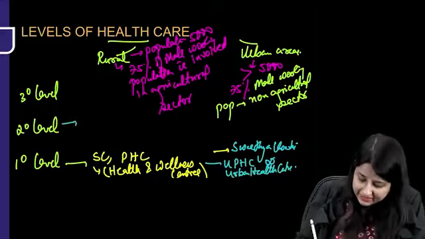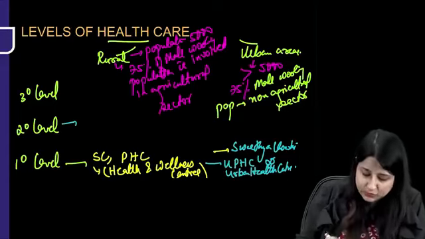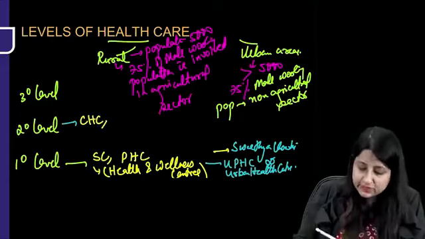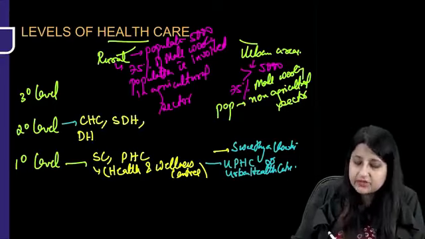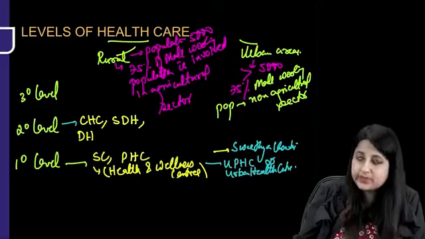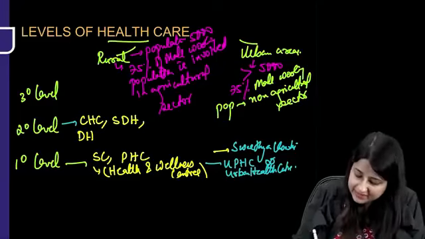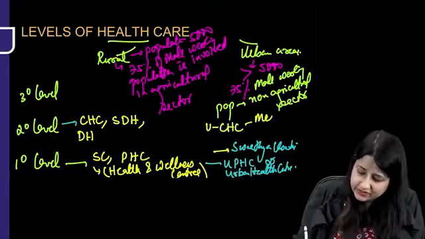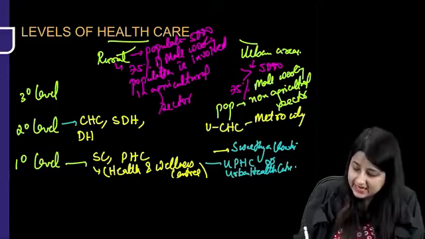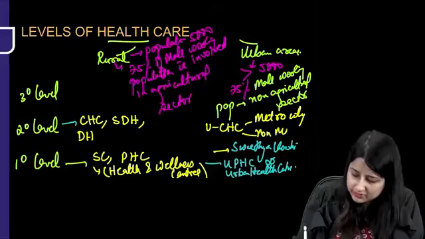At secondary level, in rural areas, what do we have? CHCs, community health centers, SDH, sub-district hospitals or district hospitals. And on the urban side, okay, what do we have at secondary levels? Very important, urban CHC. This is further divided for a metro city and for a non-metro city.